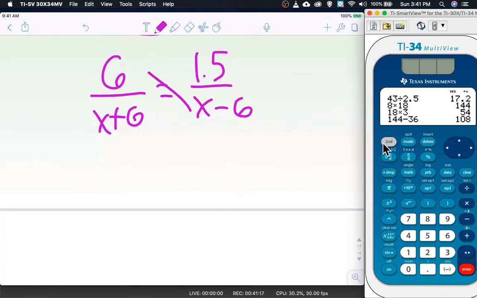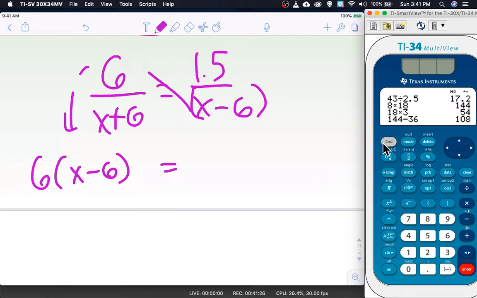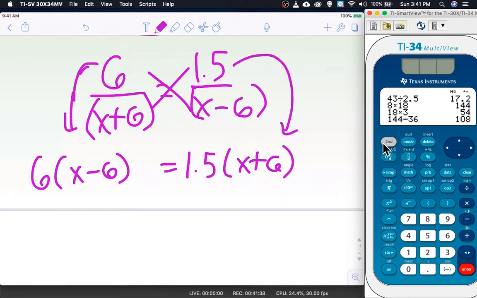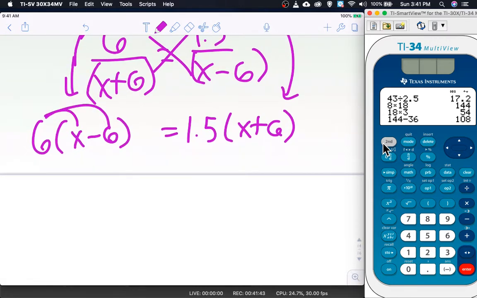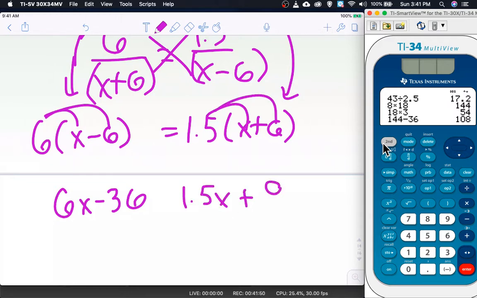I cross multiply. 6 times x minus 6, and on the other side, 1.5 times x plus 6. So I'm cross multiplying. Now I'm solving. So I distribute: 6x minus 36 equals 1.5x plus 9.